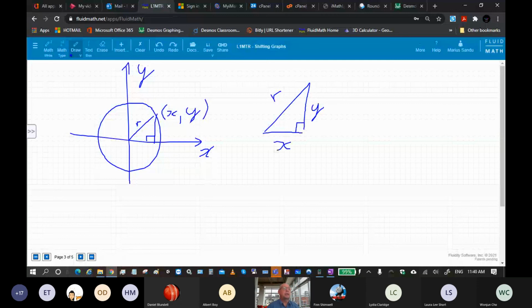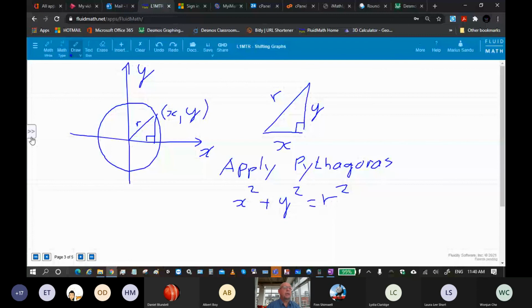Okay, and now if I draw a graph of that relationship, let's say I've got a equals 0, b equals 0, and I've got a circle with a radius of 3. Okay, that's my circle. Now let's see what happens.